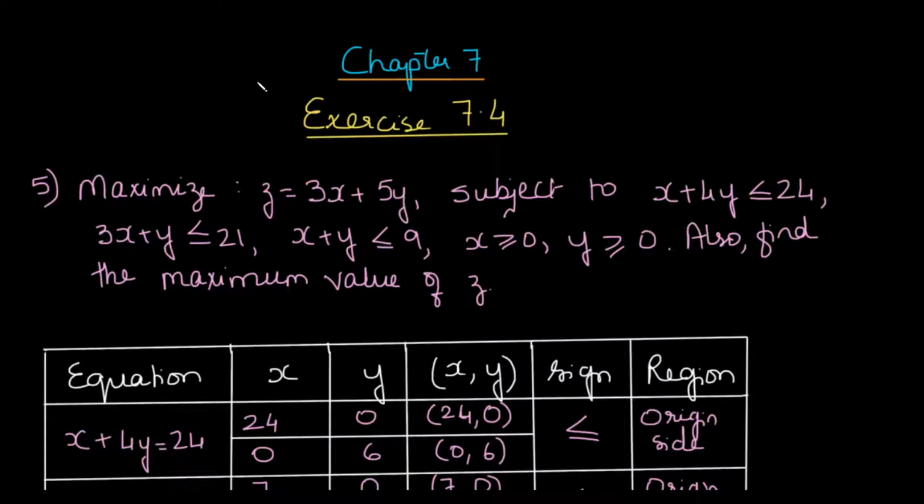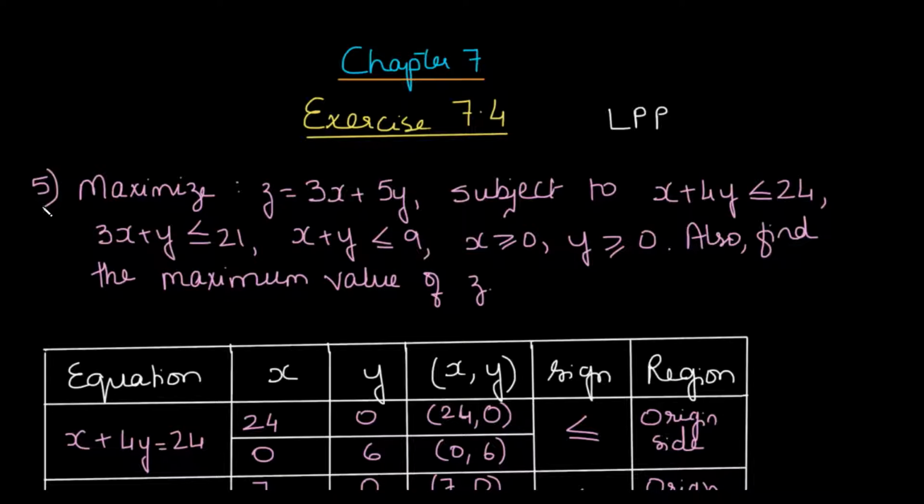Hello students. In the previous lecture, we had begun with our study of LPP, that is linear programming problems. We had also started with exercise 7.4, which deals with the graphical method of finding the solution for linear programming problems, and particularly we are doing the corner point method. We had done the first three sums there, and the fourth sum was an assignment for you.